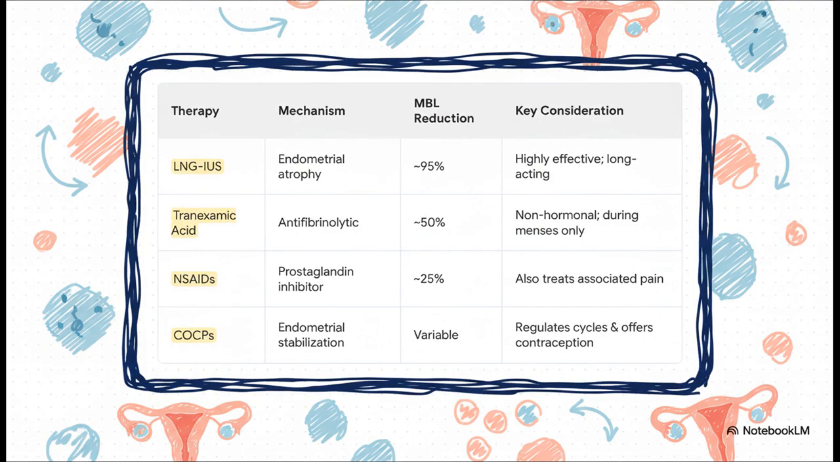This table is a great look at your first-line medical options. The levonorgestrel IUS, or LNG IUS, is by far our most effective tool. It reduces bleeding by up to 95% by causing profound thinning of the uterine lining.